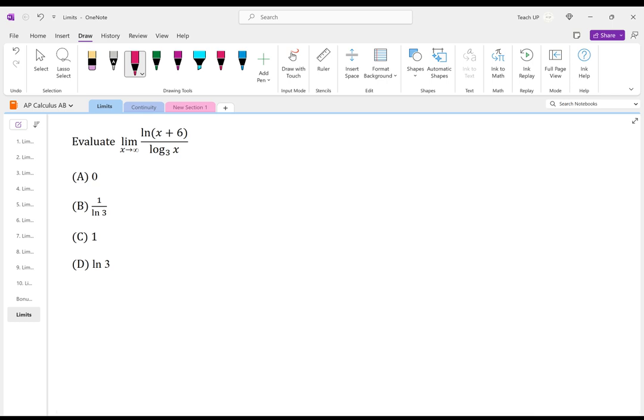do it fast. Today we will evaluate the limit as x approaches infinity of the natural log of x plus 6 divided by the log base 3 of x.